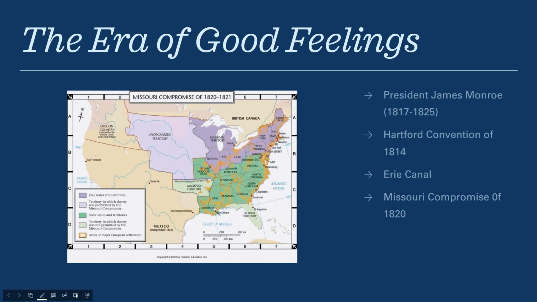So after that, we entered into a period known as the Era of Good Feelings, and it was called this, first of all, because partisan politics was believed to disappear. In 1814, the Federalist Party, members of it, met at the Hartford Convention, and they decided they'd had enough.